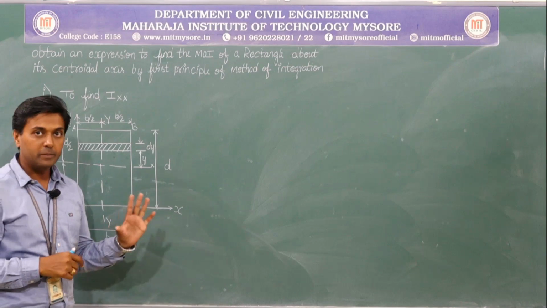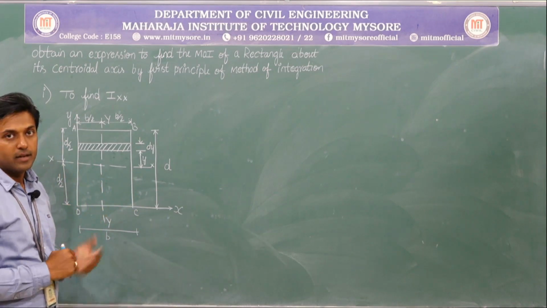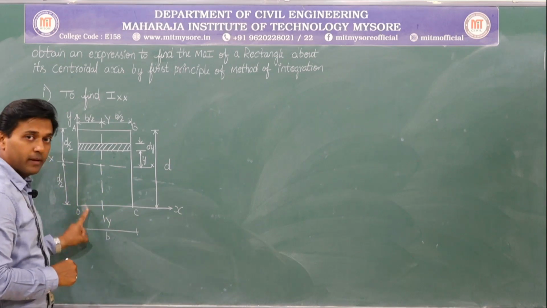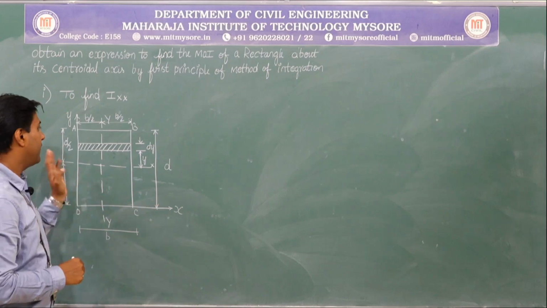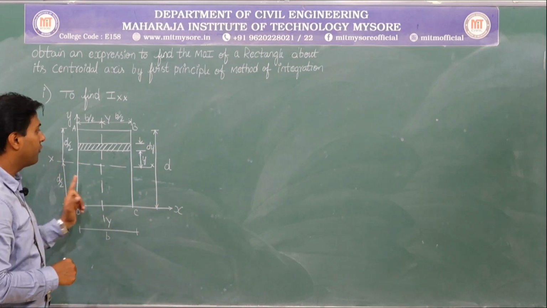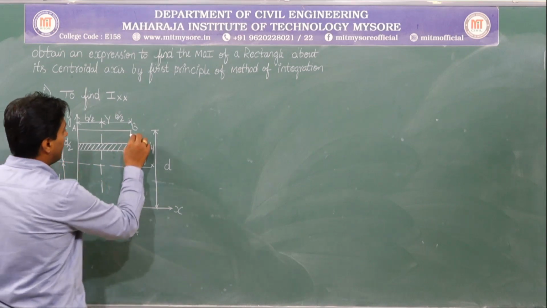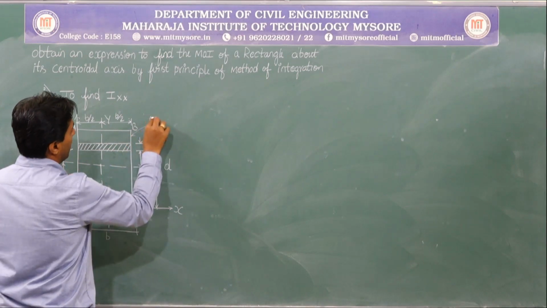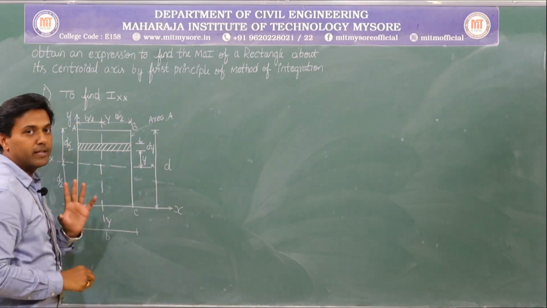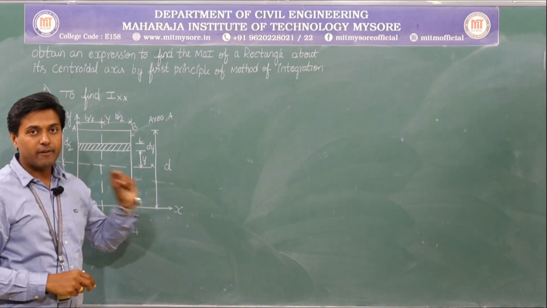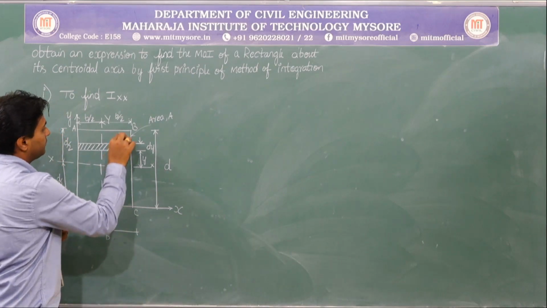Now let me repeat the wordings. I want you people to note down that particular reading. Observe, consider a rectangle ABCD in the xy plane as shown in figure, of area capital A. Also consider an elemental strip of area dA as shown in figure.